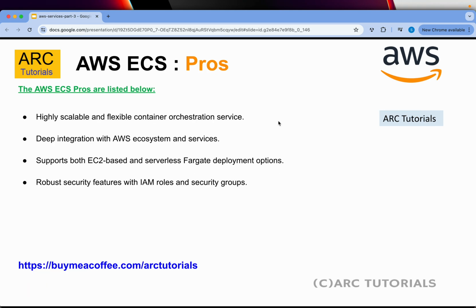Let's talk about some of the pros. Instead of you creating the Docker containers yourself and deploying to servers, you can always make use of Amazon ECS and create those highly scalable and flexible container orchestration services. It has deep integration with the AWS ecosystem. It supports both EC2 based servers as well as serverless Fargate. Robust security, we talked about it. It comes inbuilt with IAM roles and security groups.